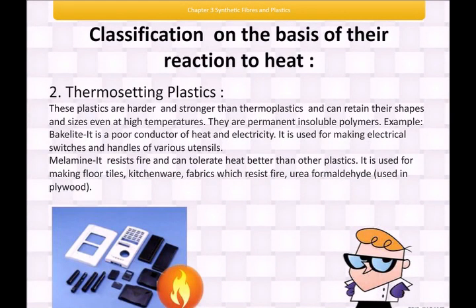Melamine. It resists fire and can tolerate heat better than other plastics. It is used for making floor tiles, kitchenware, fabrics which resist fire, and urea formaldehyde used in plywood.